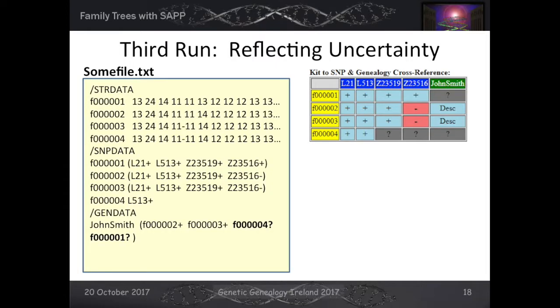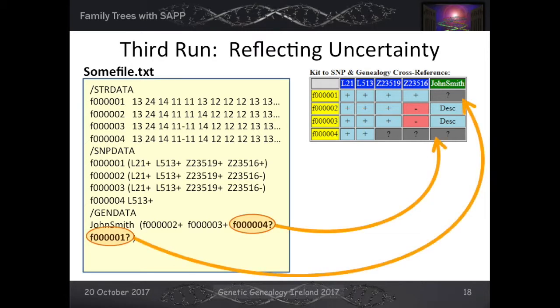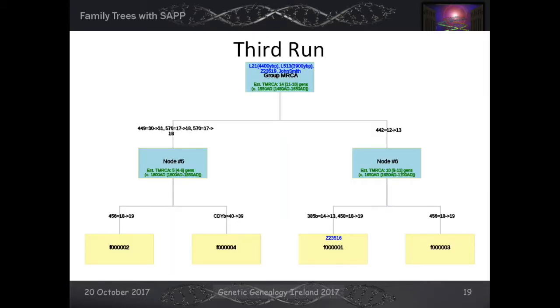So suppose I go back to my sources, and kids 4 and 1 say, well, we might be descended from John Smith. We really don't know. We haven't been able to go back that far. So I'll put that into my genealogy instead. I can do that with question marks as opposed to positives. If you look at the output table, it will then show those in gray, saying that they're not sure.